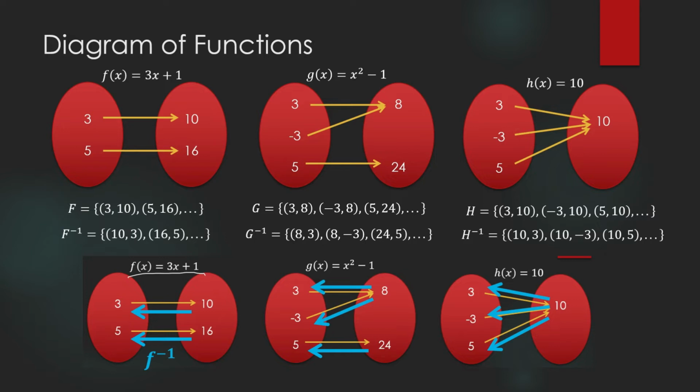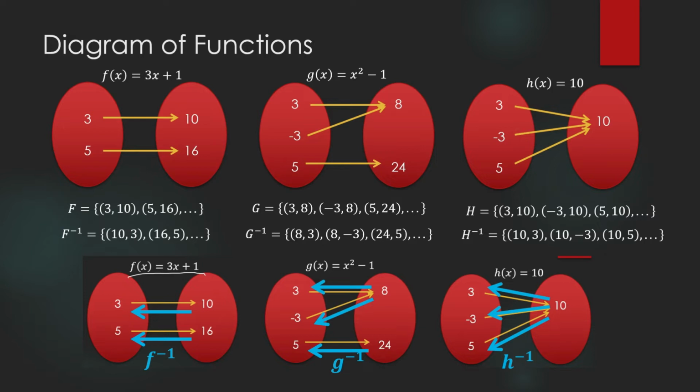Now, let us look at the second function, g of x. So, g of x is defined as x squared minus 1. Now, if we look at g inverse now, 8 now is paired to two elements, 3 and negative 3. 24 is paired to 5. What about h inverse? Under h inverse, 10 is paired to 3, negative 3, and 5.